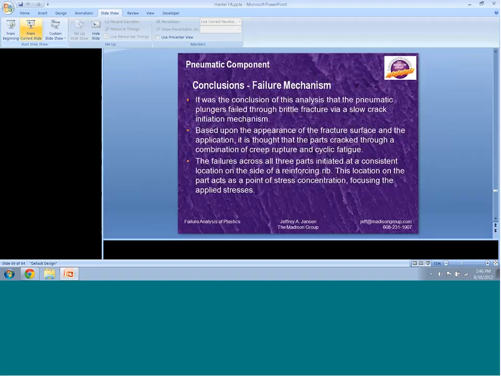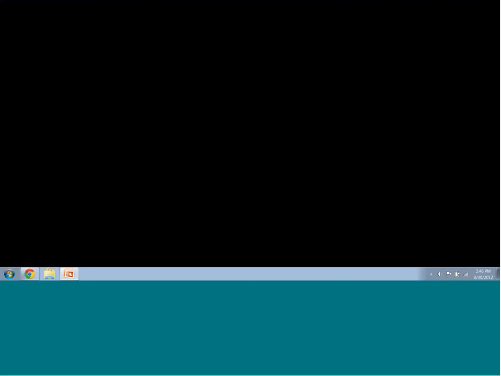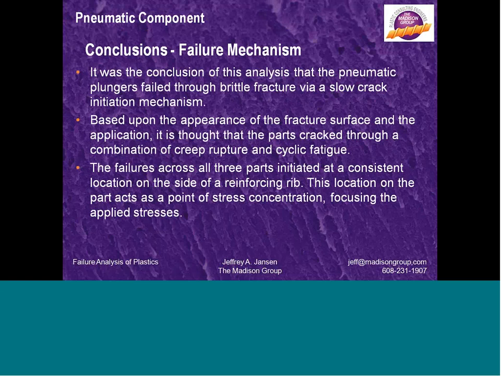Our conclusion then, in terms of the failure mechanism, was that the pneumatic plungers failed through brittle fracture via a slow crack initiation mechanism. Based on the appearance of the fracture surface and the application, the parts were thought to have cracked through a combination of creep rupture and cyclic fatigue. So it's going to be under some constant loading and then some intermittent loading also. So that combination caused the failure to occur.